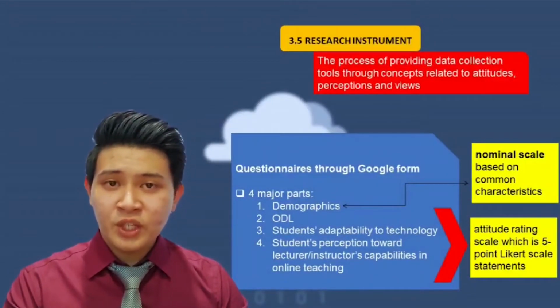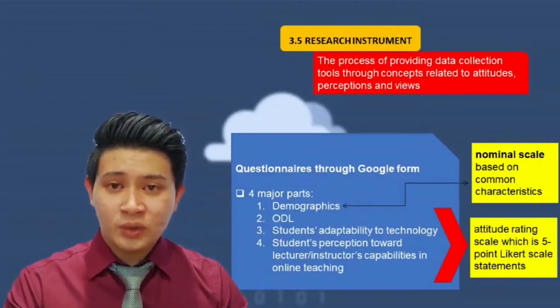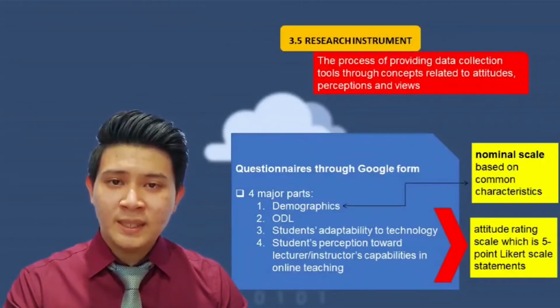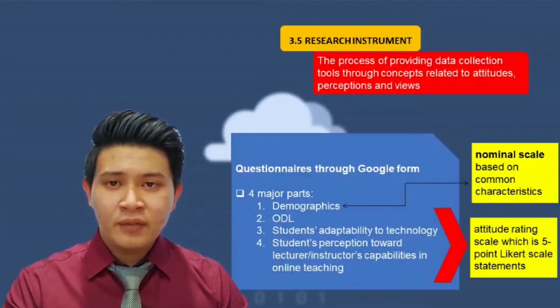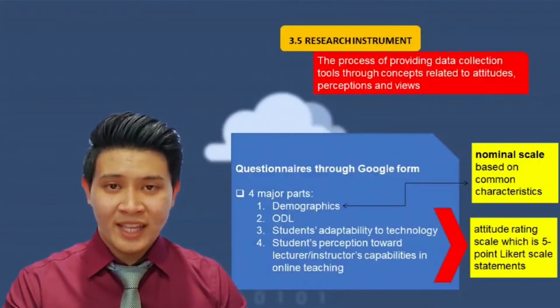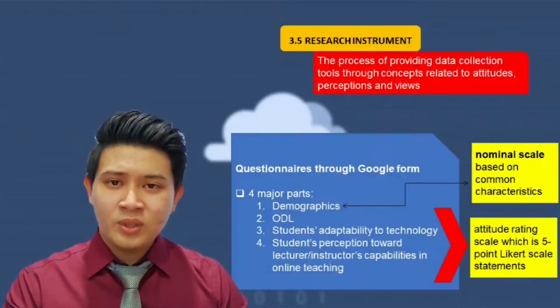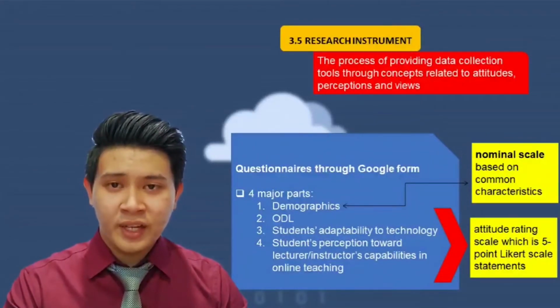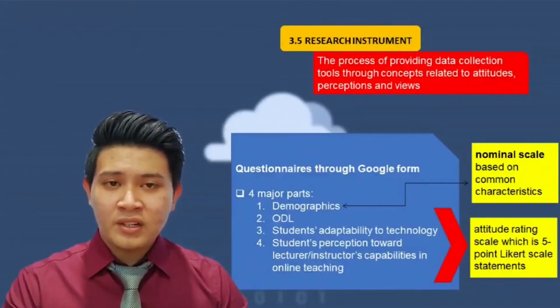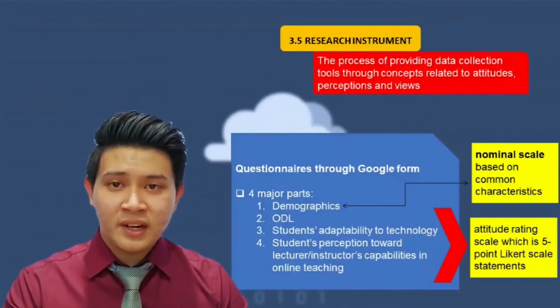Among the research instruments used in this study is a questionnaire through Google Form. The questionnaire is developed and consists of 4 major parts: part 1 is demographic, part 2 is ODL, part 3 is student adaptability to technology, and part 4 is student perception towards lecturer or instructor capabilities in online teaching. For the first part, we use nominal scales, which contain questions about respondent demographics. A nominal scale is a method of categorizing samples based on common characteristics.